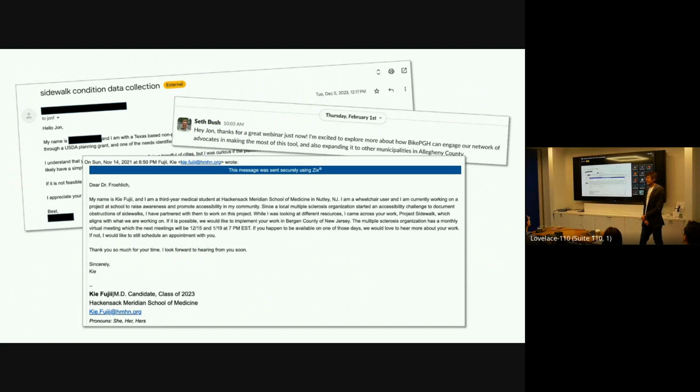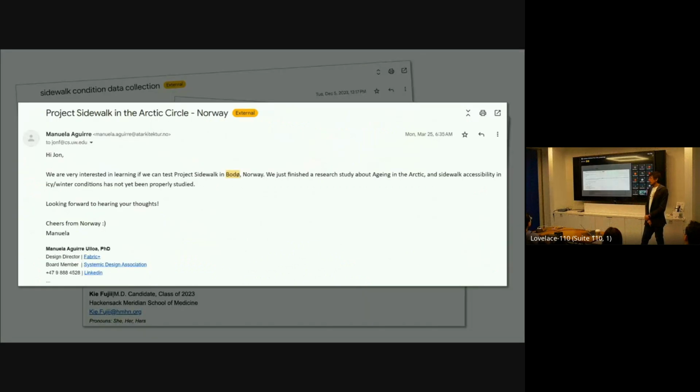I get emails, people say, hey, I have a disability. The infrastructure in my town is really horrible, and we'll have a number of different follow-ups. And we now know what sort of ingredients are necessary to be more successful. It doesn't guarantee success because it still takes a lot of work to be successful. I just recently got this one I thought I would share. This is just 2 weeks ago, Project Sidewalk in the Arctic Circle.